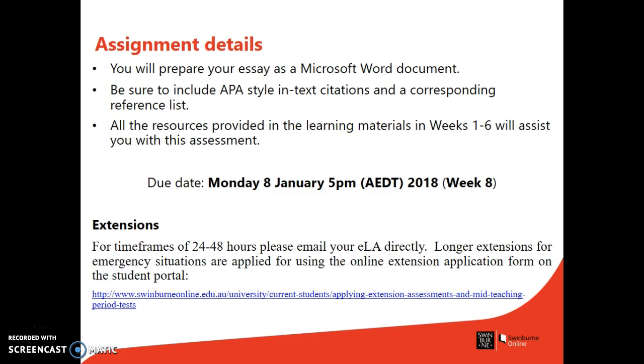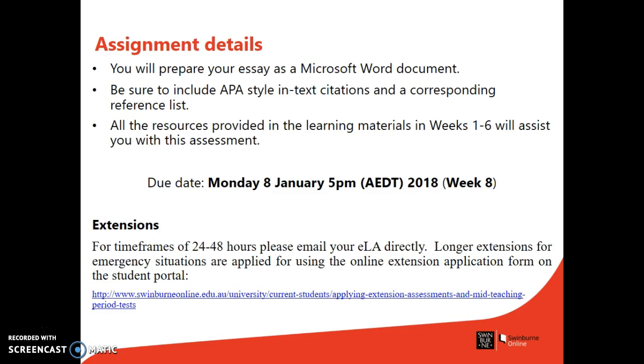It is due on Monday the 8th of January at 5 p.m., so 2018. Can you believe it? We're almost there. It is a very busy time of the year, and we do understand that. But please, if you do think that you are going to need an extension, please contact your ELA early for 24 to 48 hour extensions. And if you think you need longer extensions, please fill out a form in the student portal.